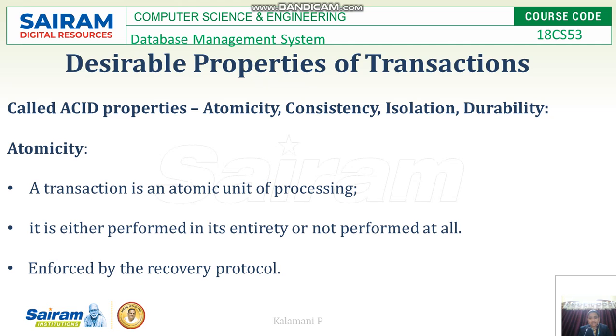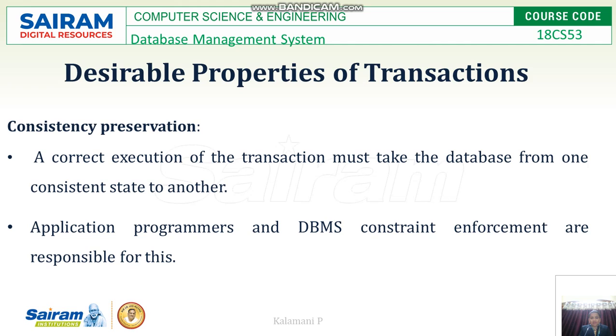Any transaction operation we take will be performed completely or not at all. This example we have seen many times. When we are transferring an amount, that amount should be debited from the sender account and it should be credited to the receiver account. Otherwise, only one operation happens: the amount is debited, not credited. That is not a complete transaction. So, it should be performed completely or not at all. This should be enforced by the recovery protocol.